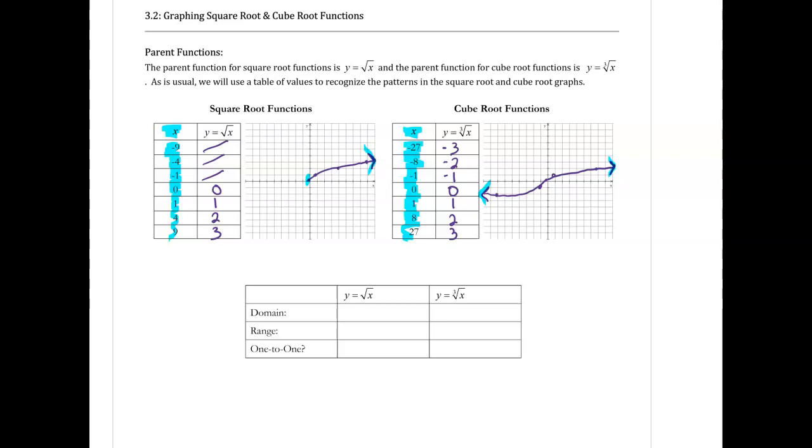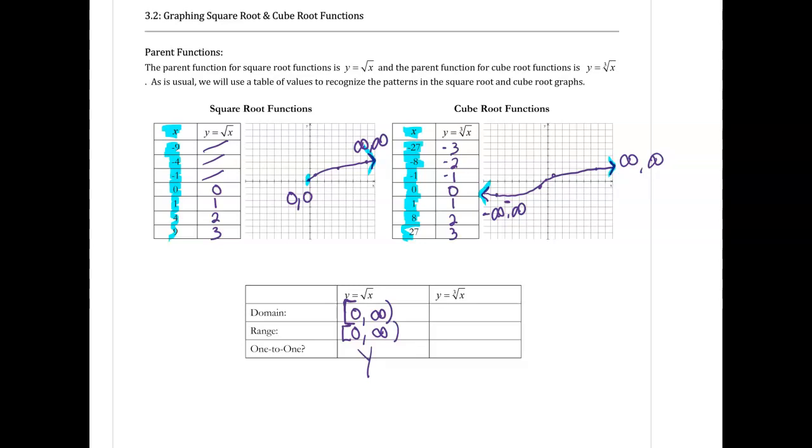So in my class, we always mark our important points. So one of those is where we start and where we end, and where we start and where we end. And I got to put another negative infinity here. So when I do the domain of my square root function, the smallest x is 0, the biggest x is infinity, and my range is the same thing, smallest y to biggest y. Is it one-to-one? Yes, this is one-to-one because it passes the vertical line and the horizontal line test.